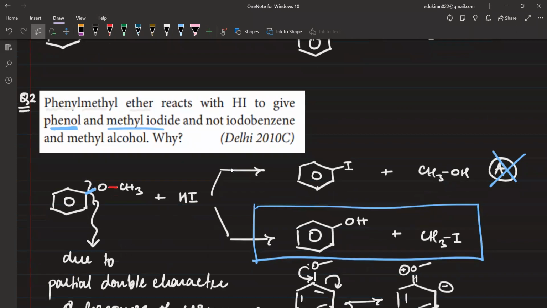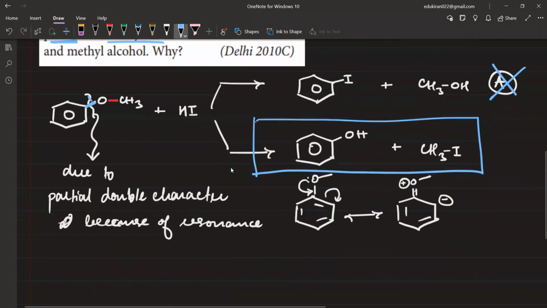Why is it not formed? Because if I am going to form iodobenzene, I have to break this bond, which is very difficult to break. You got it, Khalid? Yes or no? Yes, sir. Got it.